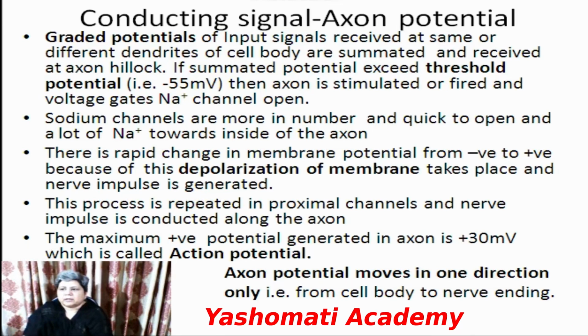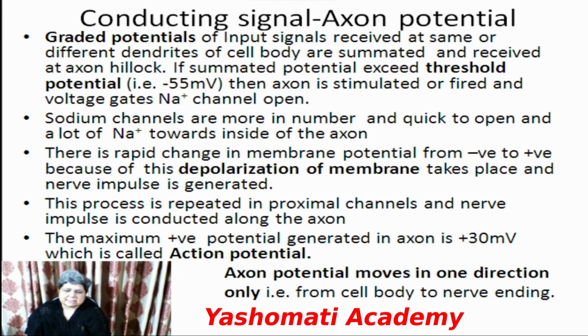Now let us try to understand how action potential is generated. Gradient potentials are those potential differences which are created but are of small magnitude, so they are reset to the resting potential of the plasma membrane by the action of the sodium potassium pump. The resting potential of the plasma membrane is minus 70 millivolt.